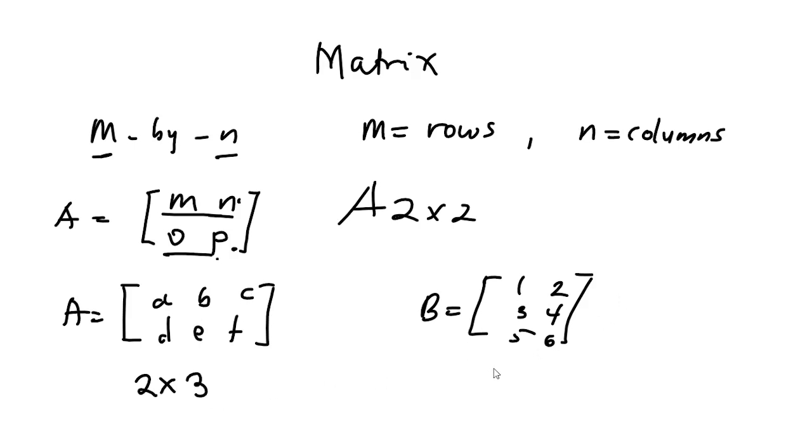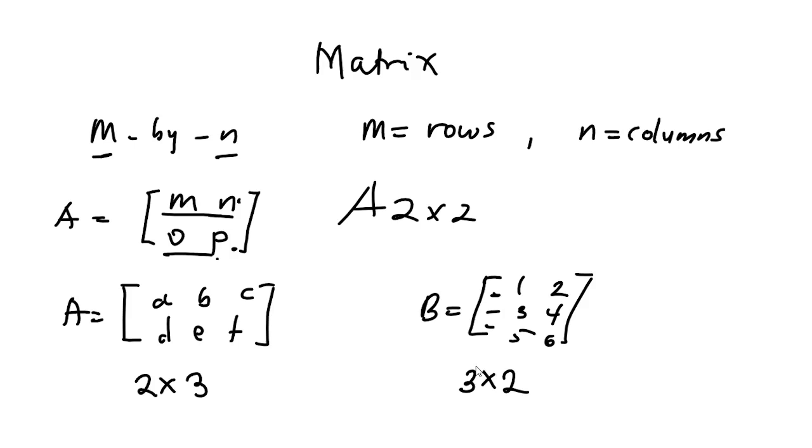And what about this? How many rows do we have here? We have 1, 2, 3 rows, and 2 columns. So this is a 3 by 2 matrix. A 2 by 3 matrix means we have 2 rows and 3 columns, and a 3 by 2 matrix means that we have 3 rows and 2 columns.